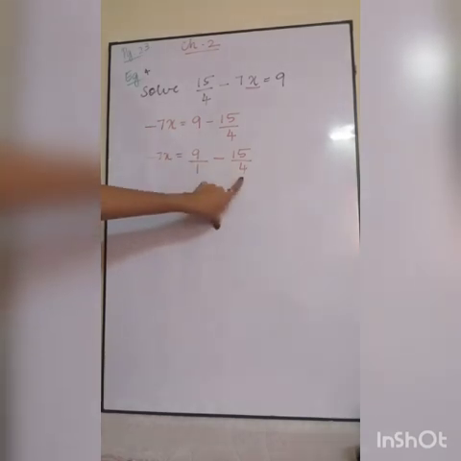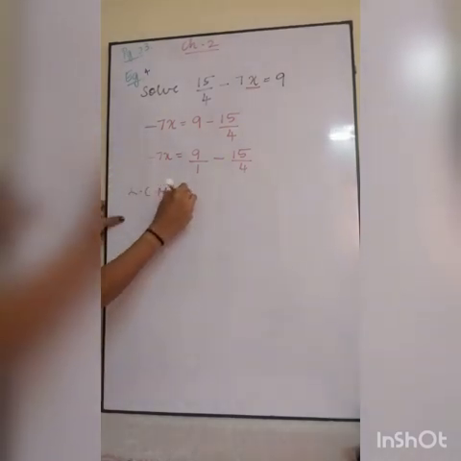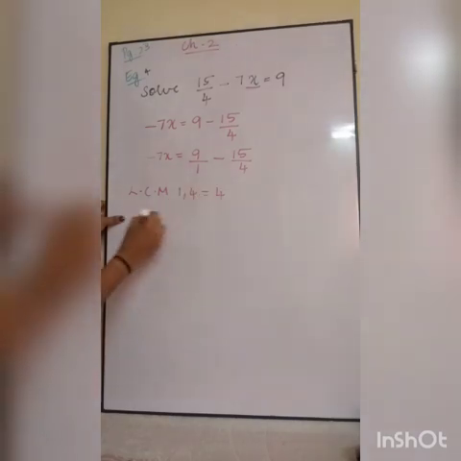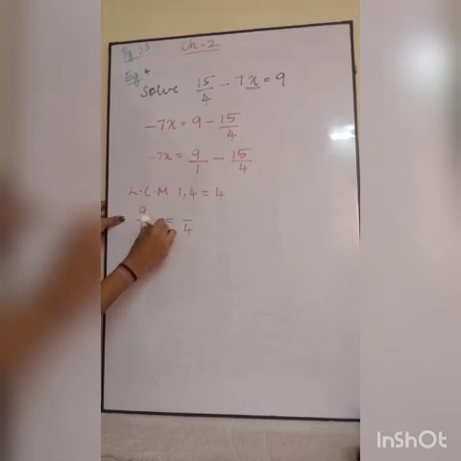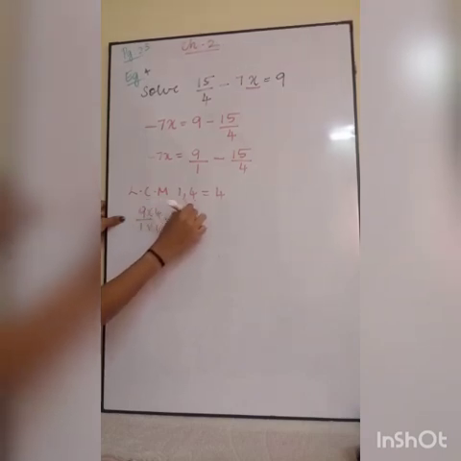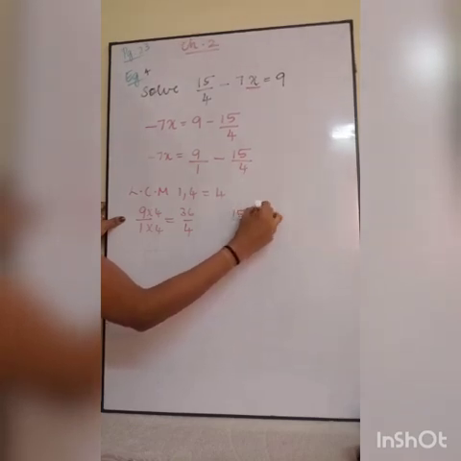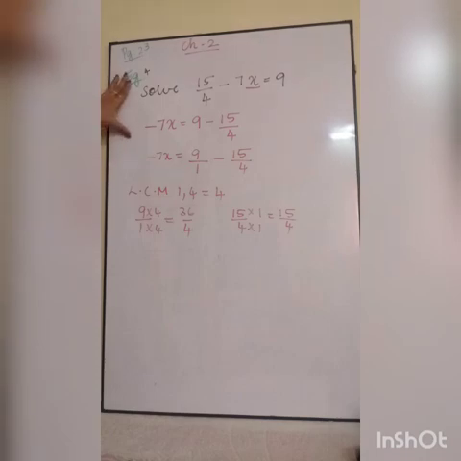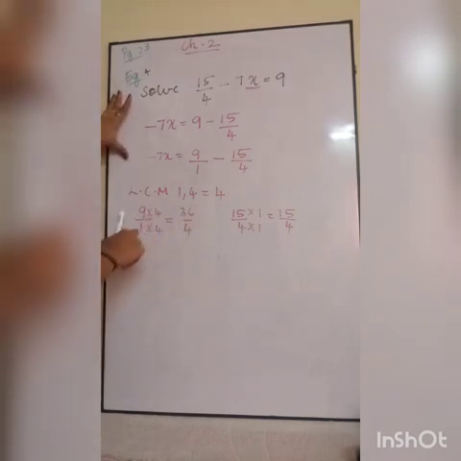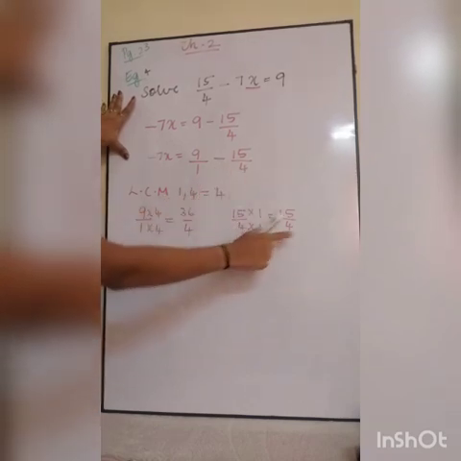Yes. Now both the denominators are different, so can we take the LCM? Yes. LCM of 1 and 4 is 4. So 9 by 1 will become, 9 fours are 36, and 15 by 4 into 1 into 1 is 15 by 4. So now, instead of 9 by 1, you can write 36 by 4. Instead of 15 by 4, you can write 15 by 4.